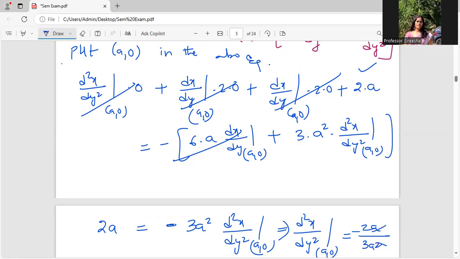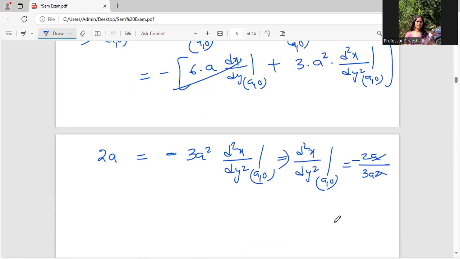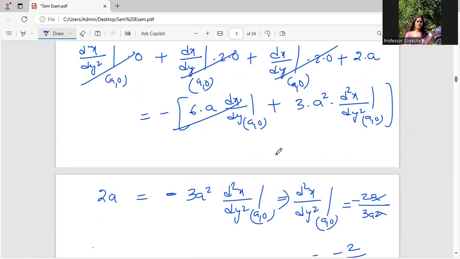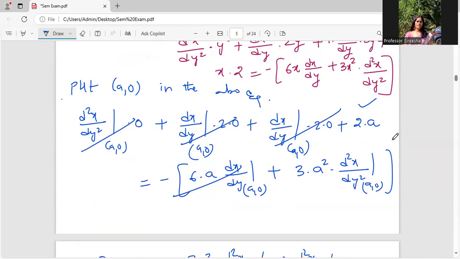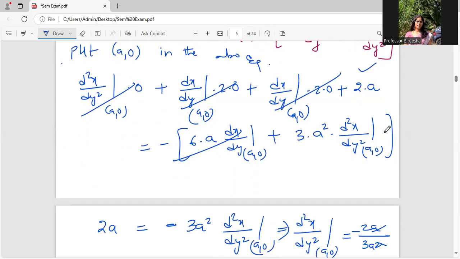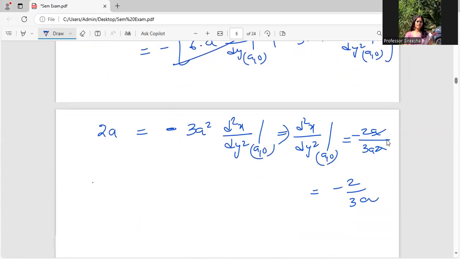Okay, a and a squared goes off. So what will I be having? The value would be minus 2 by 3a. Is it fine or is there any error? Okay. Yes. So I'll be having minus 2 by 3a.